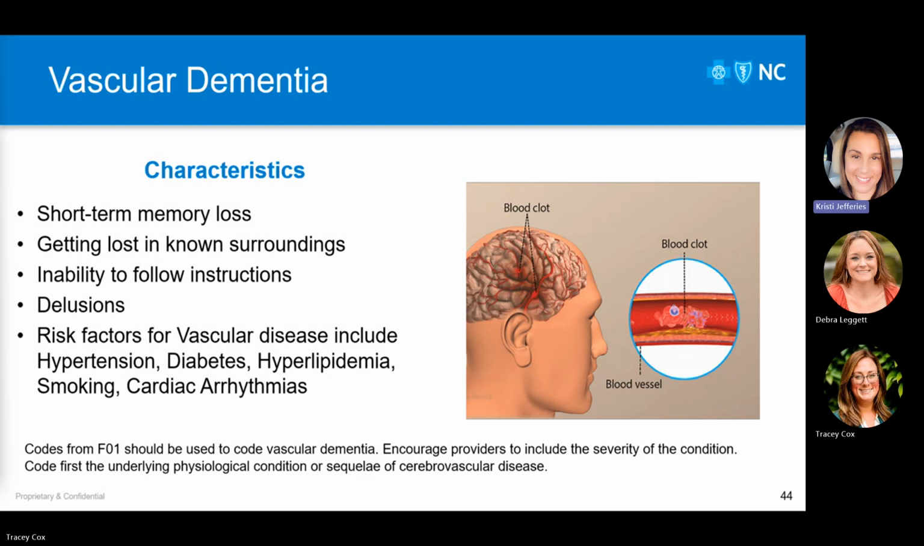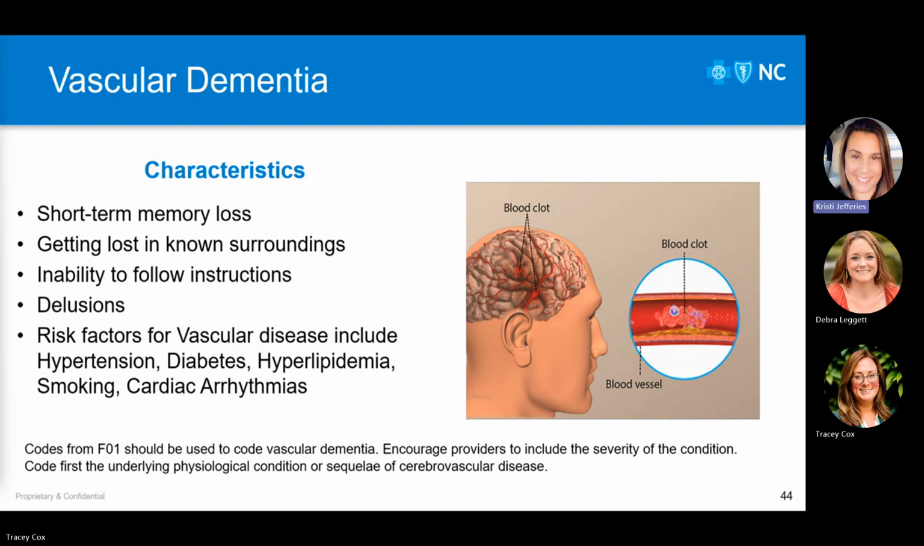Vascular dementia symptoms vary depending on the part of your brain where blood flow is impaired. Symptoms often overlap with those of other types of dementia, especially Alzheimer's. Symptoms include slowed speed of thinking, delusions, and short term memory loss.